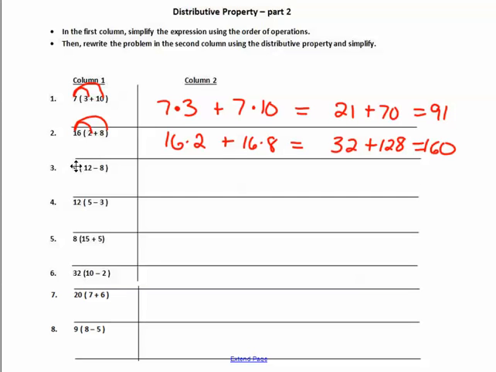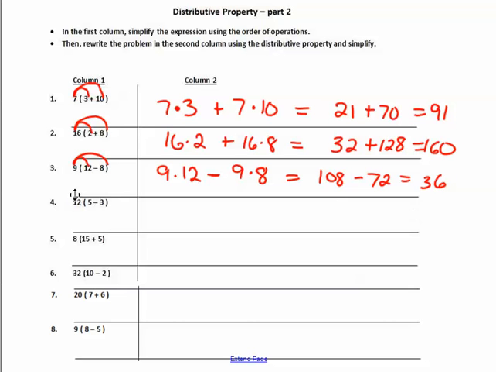Let's do one more, and then you get to work. 9 times 12 minus 9 times 8 equals 9 times 12 is 108 minus 72, which gives me 36. Okay.